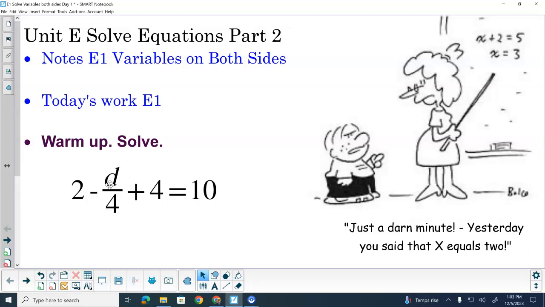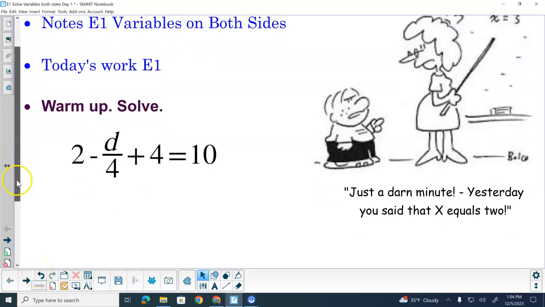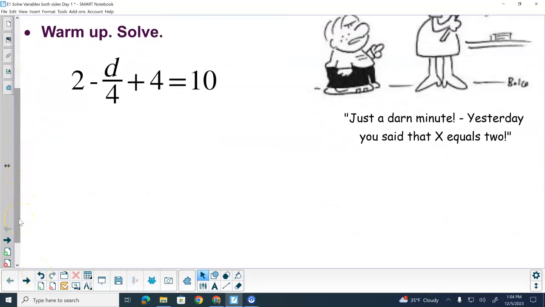Go for it. So from, I gotta think now, unit D. It was unit D. What should we do first? Combine. Combine what? 2 and 4 are like terms, right? So we can combine those two first. So let's do that first. Let's combine those two first.